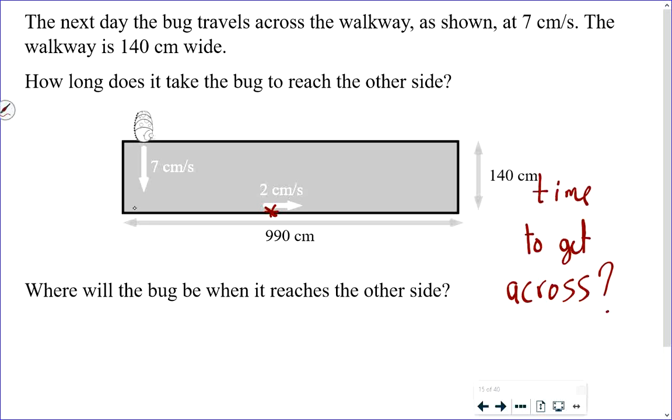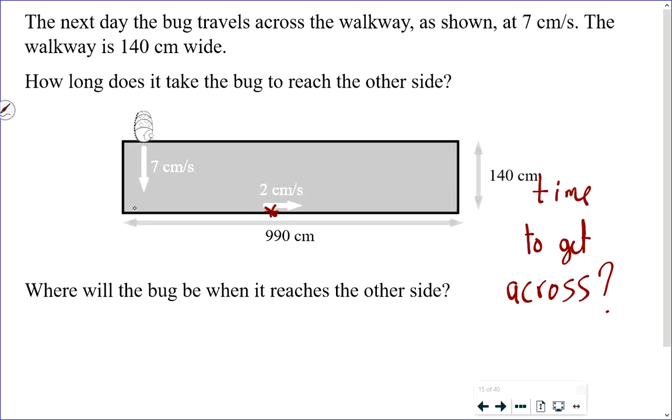By the way, I've given you the width of the walkway. It's 104. I hope you would agree that if the walkway is wider, it's going to take the bug longer, no matter what. So I want you to see if you can figure out how many seconds it takes the bug to get to the other side. Remember, the bug is focused on the walkway. The walkway that's underneath its 14 feet, or whatever number that is. The bug doesn't know the walkway is moving to the right.